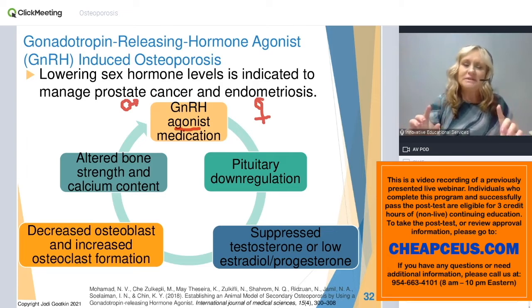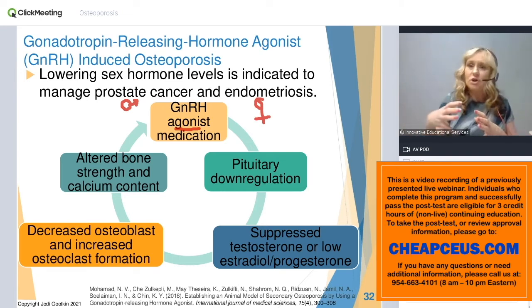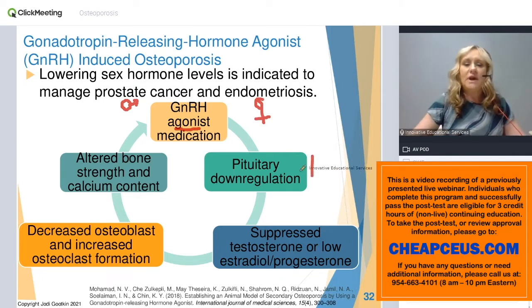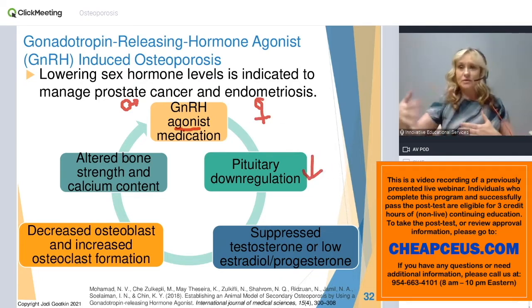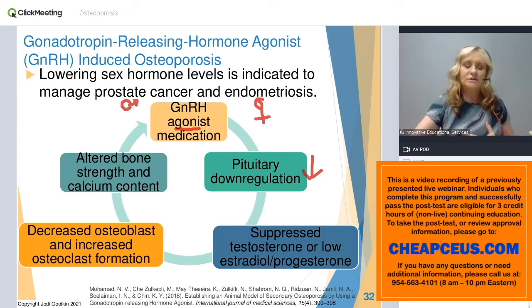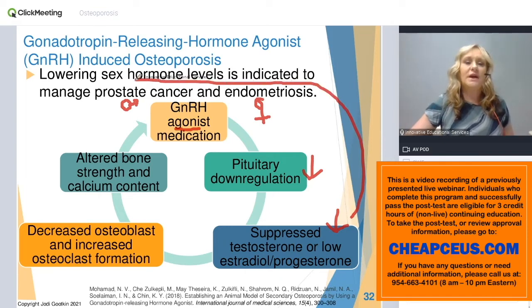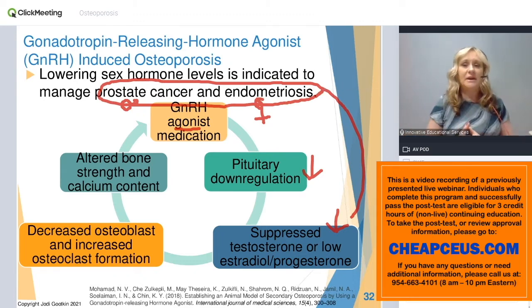Counterintuitive, but what happens is the pituitary recognizes this overstimulation and that there's too much hormone present, even though it's artificially present, and the pituitary downregulates its typical secretion of these hormones. So FSH, LH are going to be suppressed. So we have low levels of the hormones that are causing the problems with the endometriosis and the cancer, those primary conditions that have to be managed.